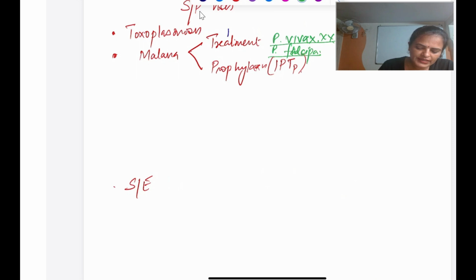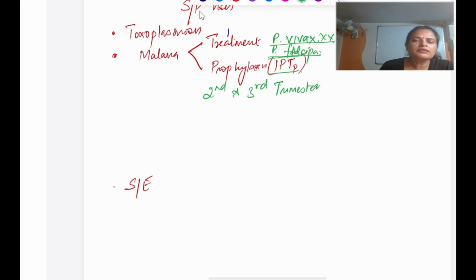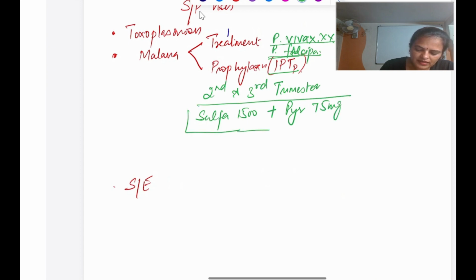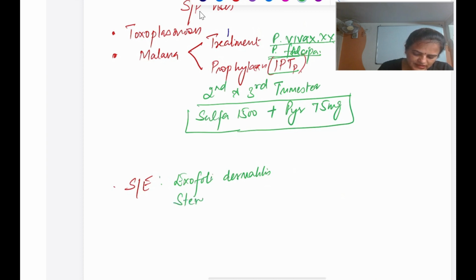Then prophylactically it is intermittent preventive treatment. IPTp is intermittent preventive treatment during pregnancy in the 2nd and 3rd trimester. The gap should not be more than 1 month, and it is a single dose of sulfadoxine 1500 milligram plus pyrimethamine 75 milligram. This is used prophylactically, and side effects are mainly with the sulfonamide component, like exfoliative dermatitis and Stevens-Johnson syndrome.